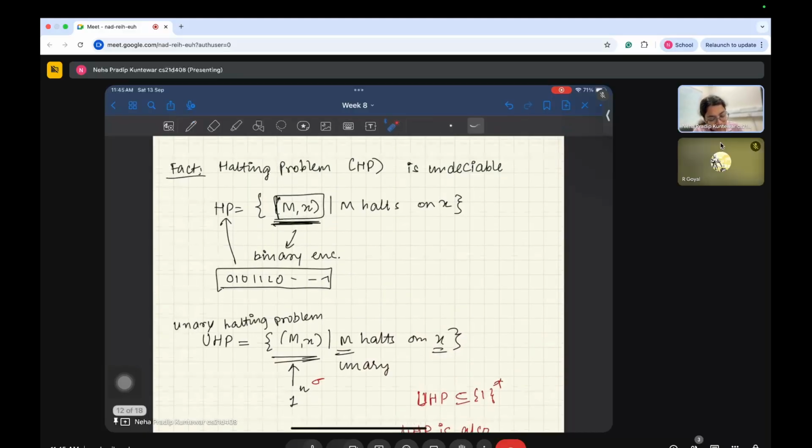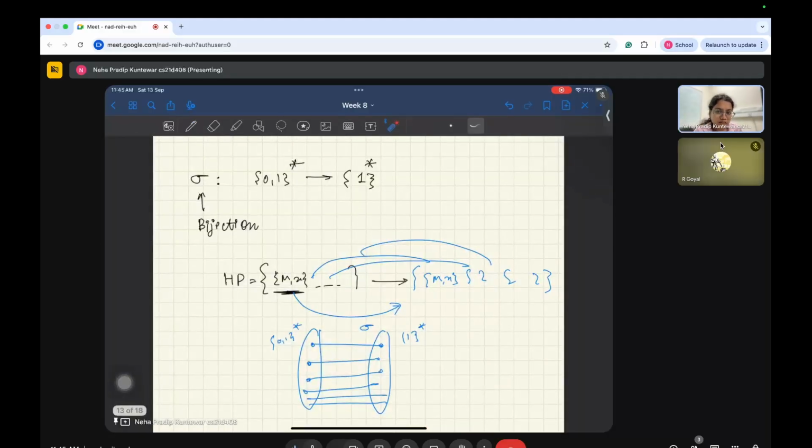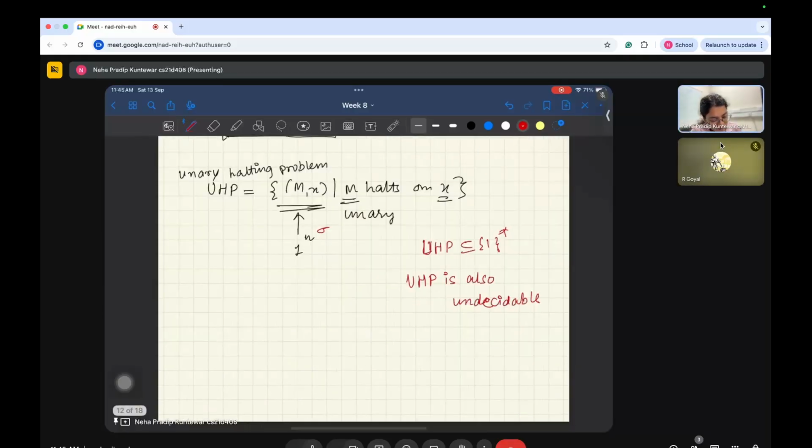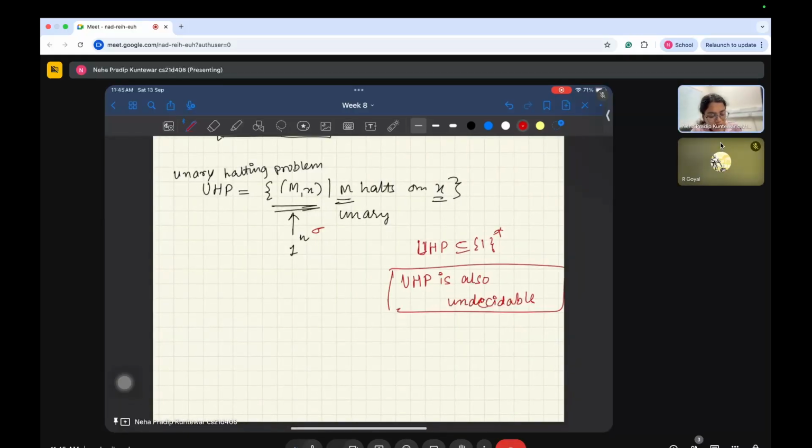because if UHP were decidable, what I could do is use this sigma to come back to its binary value. So this is basically a reduction, that HP reduces to UHP. Because, so can you think of this? Yes, this is okay. HP can be reduced to UHP. Okay, so we know that this is also undecidable.